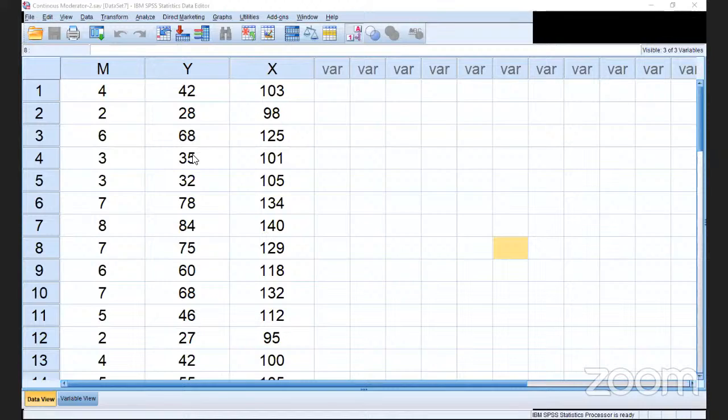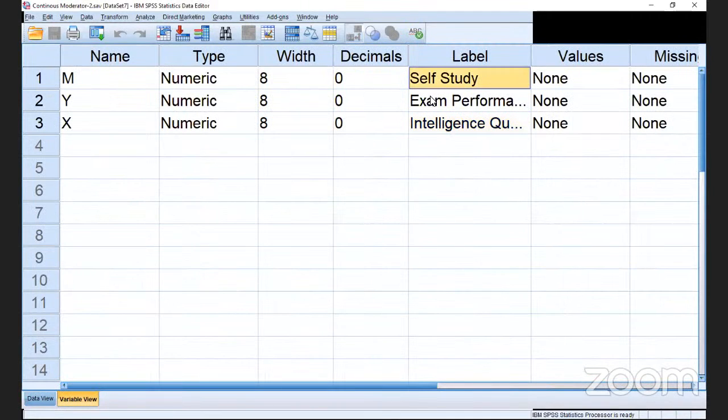Now I am sharing another case study where there is no interaction effect. It is the continuous moderator case. In this case study, you can see three variables: the moderator variable, the y dependent variable, and the x independent variable. Self study is the moderator variable, exam performance is the dependent variable, and IQ level is the independent variable.